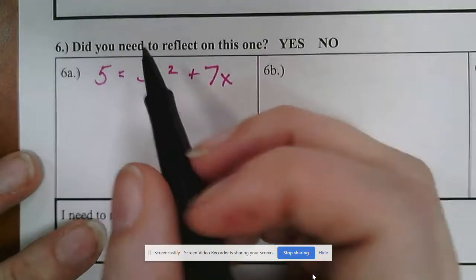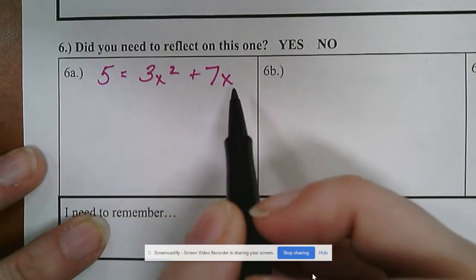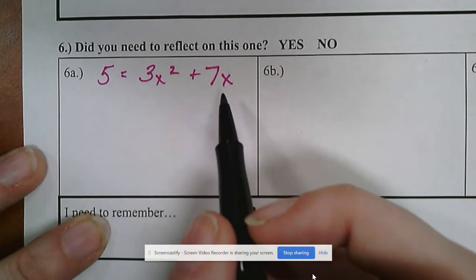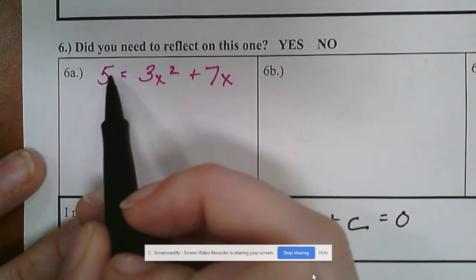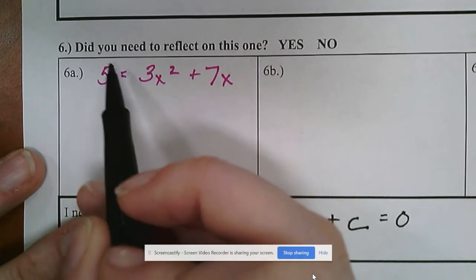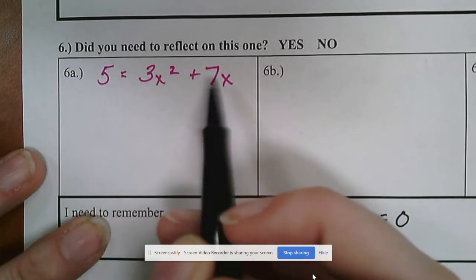So the first thing you want to do is see what's not currently in standard form. What's making it not in standard form? And in this case, it's this 5. So typically it's the one that's by itself that we want to move, because it's a lot easier to move one thing than two things.